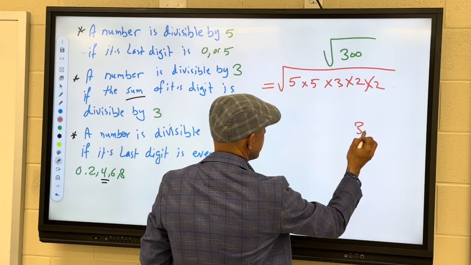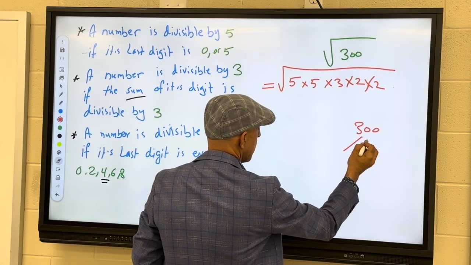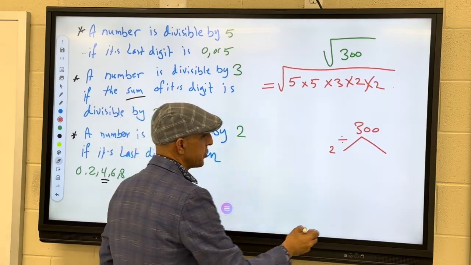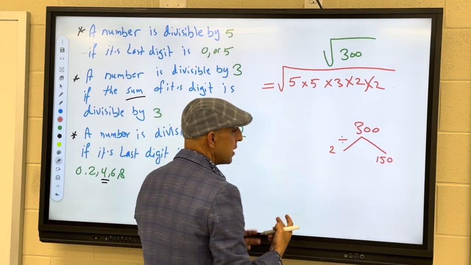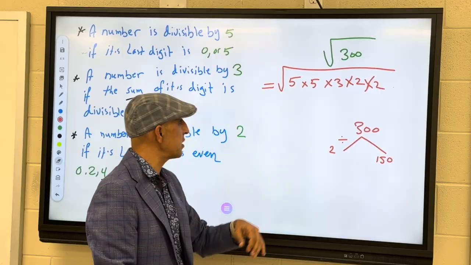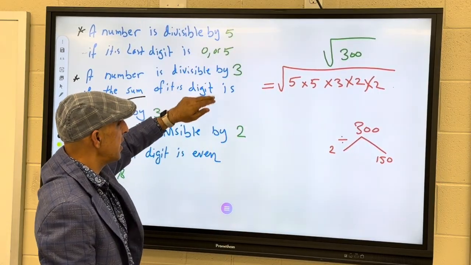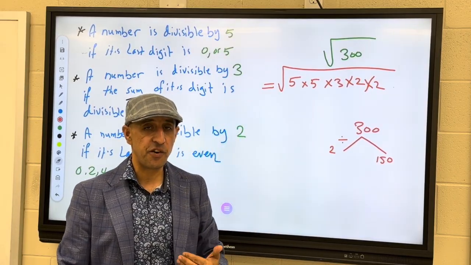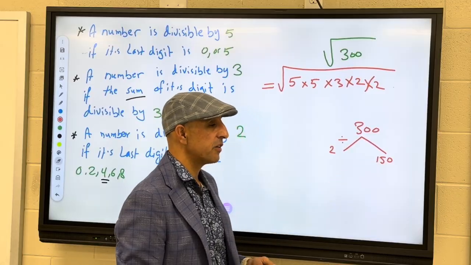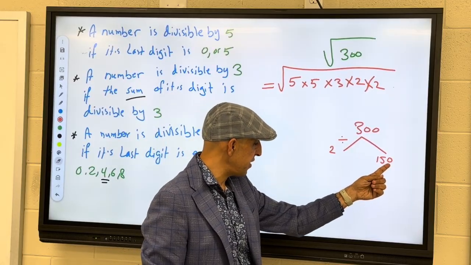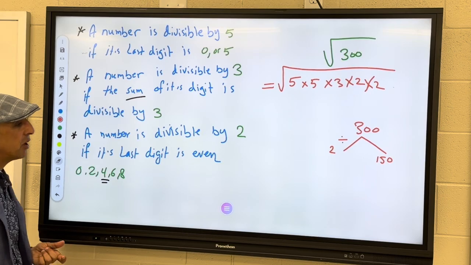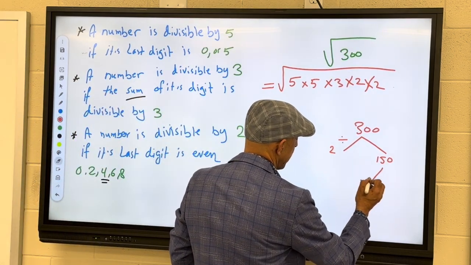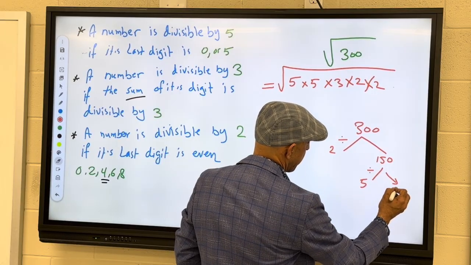So if you have 300, let me start, for example, by dividing by 2. So 300 divided by 2 is equal to 150. For 150, I can divide by 5 because it ends with a 0. And 1 plus 5 is equal to 6. 6 is divisible by 3. So yes, I can divide by 3. And at the same time, this is an even number. It ends with 0, so I can divide by 2. So I can choose whatever I need. For example, I can divide by 5, and I will end up with 30.